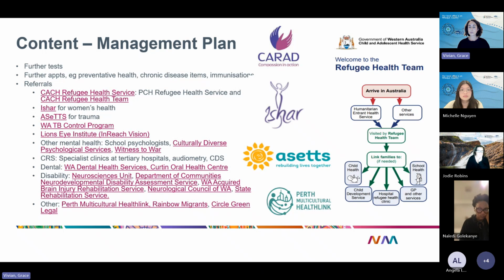Number 4, I've mentioned the WA TB control program already. There's also the Lion's Eye Institute, which Dr. Hessam Razavi started up as a free service for patients with Medicare. They can have an eye check, they can get glasses for free, and anyone who has ophthalmological issues can see an ophthalmologist. So they're really good to know about.